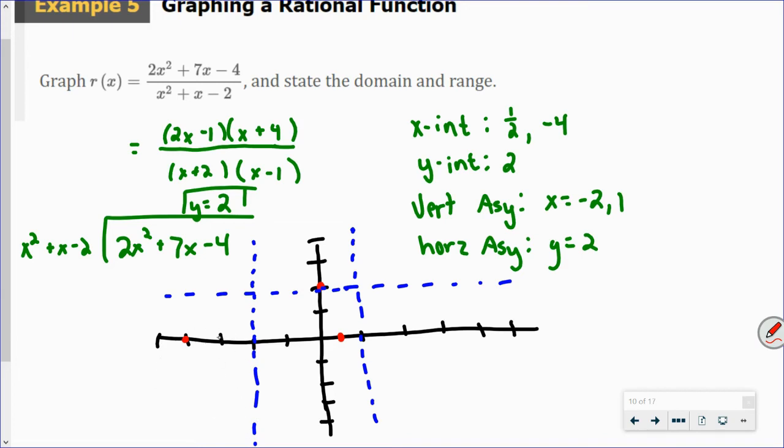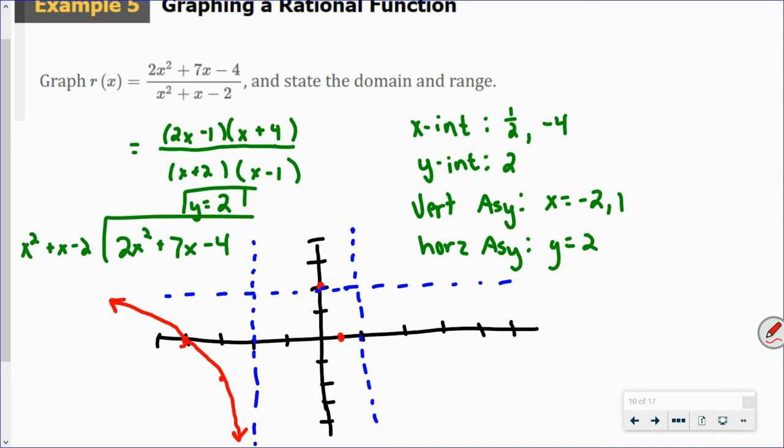Okay, I would pick this point right here, plug it in, and see where I'm at. So if I plug in -3, I get -1.75. So at -3, I'm at -1.75. I'm down here. So that tells me that this graph curves down this way.